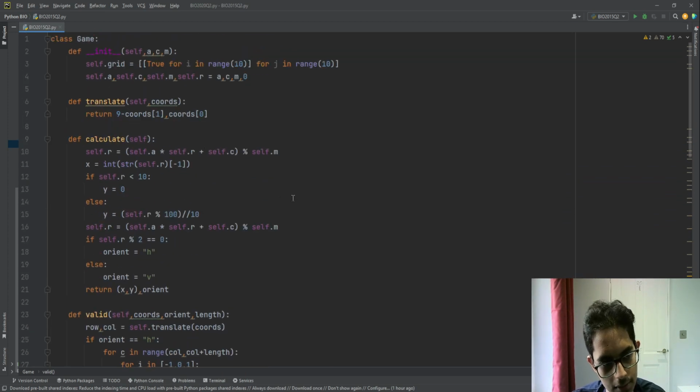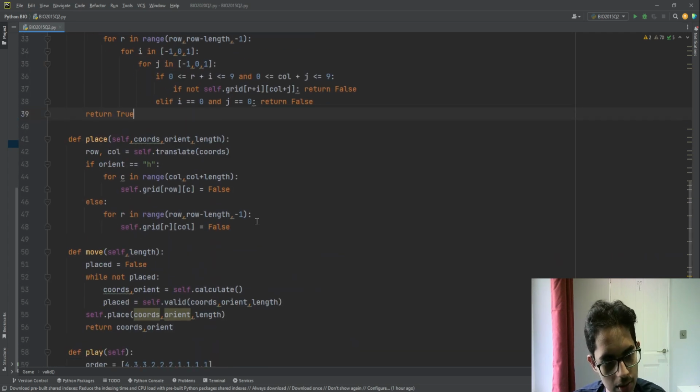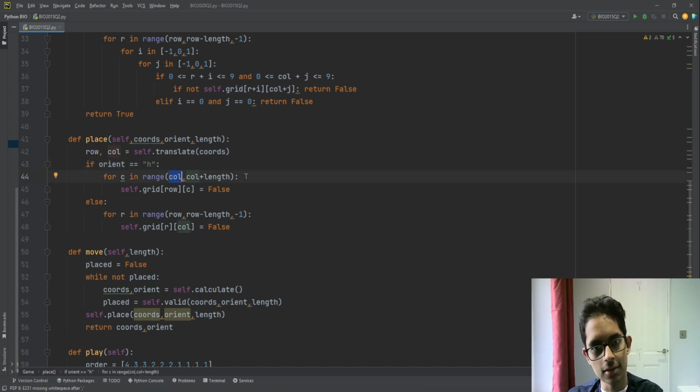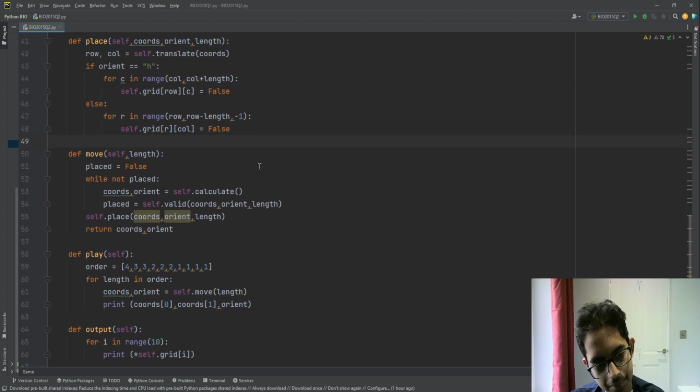Okay, so that's the valid function and the calculate function. And now we just have the place function. What this does is it takes the row and column value after translating the coordinates, and then if the orientation is horizontal, for each of the column values from the original column value to the column plus length value, i.e. the final value, we set that particular value to false, and then we repeat the exact same procedure. If it's placed vertically, we set all of the necessary squares to equal false.